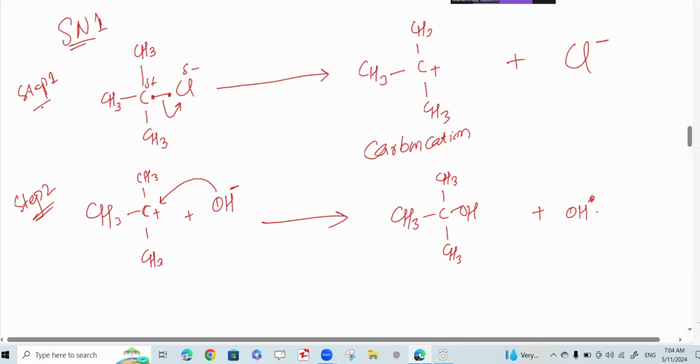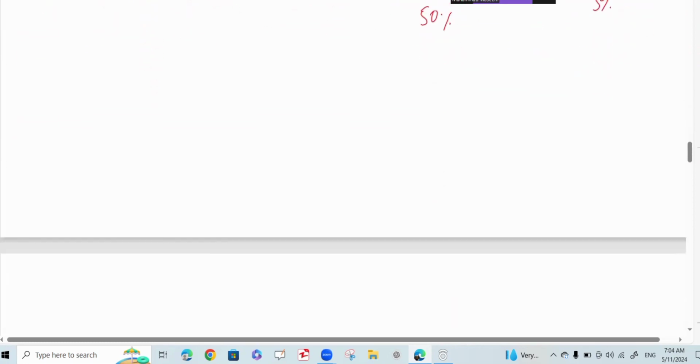Sorry, carbon, tertiary alcohol will be formed. Okay, so 50% will be this type of product with the same configuration, and 50% will be with the opposite configuration. Okay, so this was all about the substitution reaction.